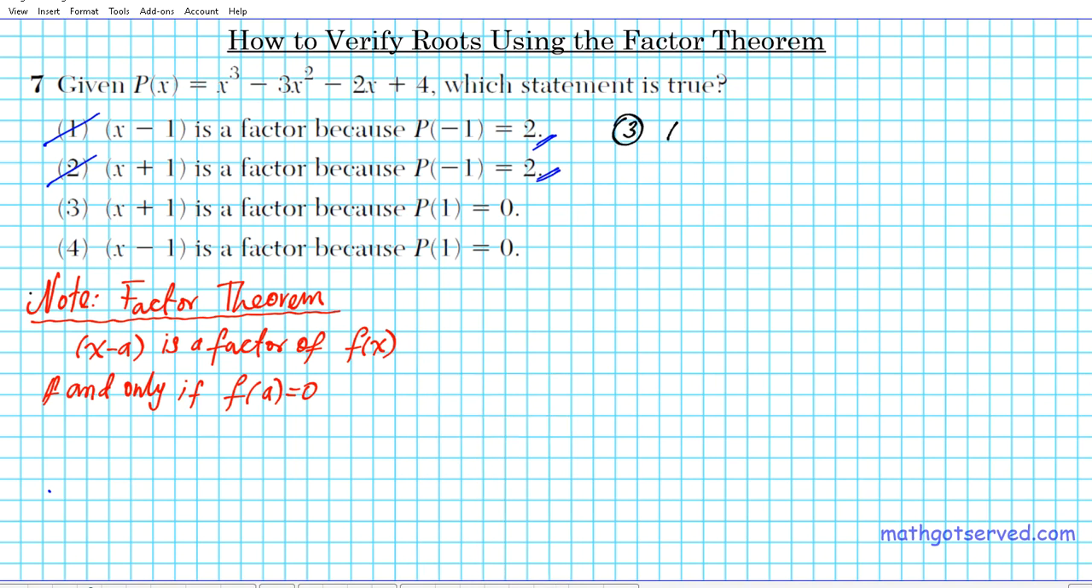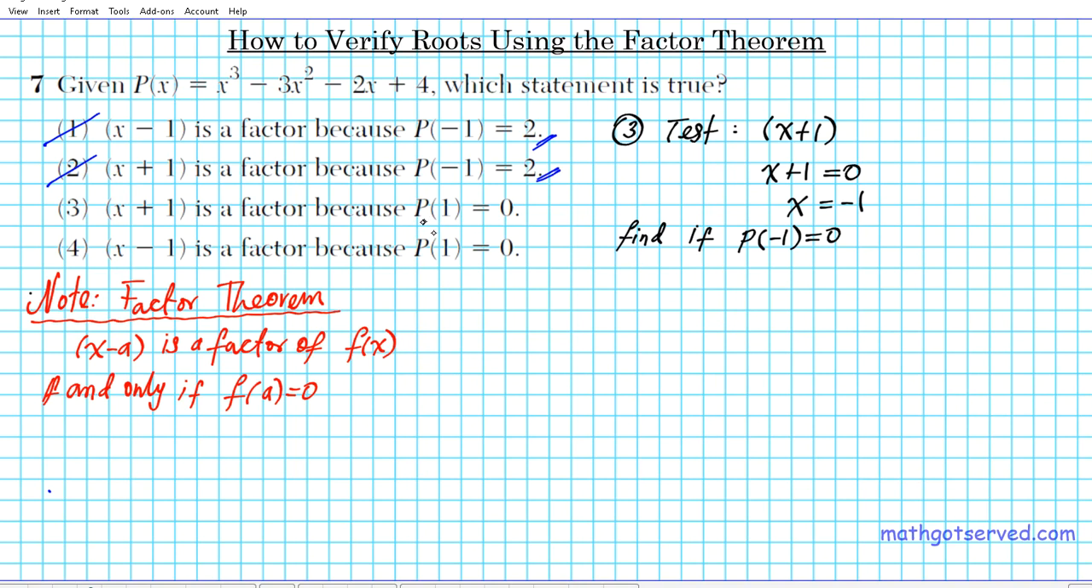Using the factor theorem, we're going to test the first factor, x plus 1. Is this a factor? To do that, you find the related root. Set x plus 1 equal to 0. When you solve this, you subtract 1 from both sides and have x equals negative 1. Now we're going to plug in negative 1. We have to find if p of negative 1 is equal to 0. Hold on, wait a minute.